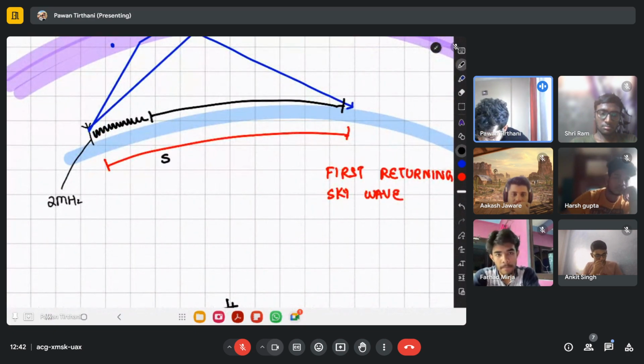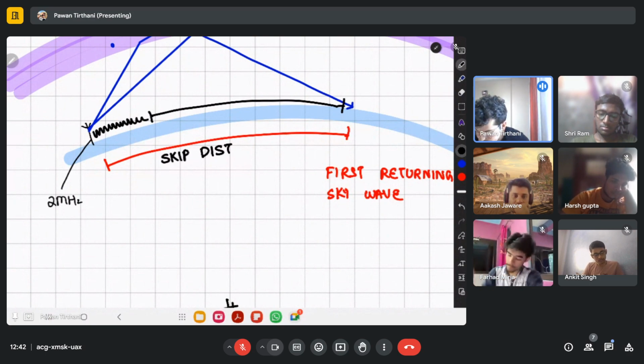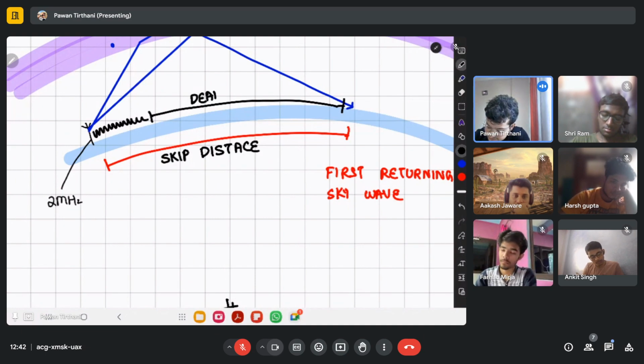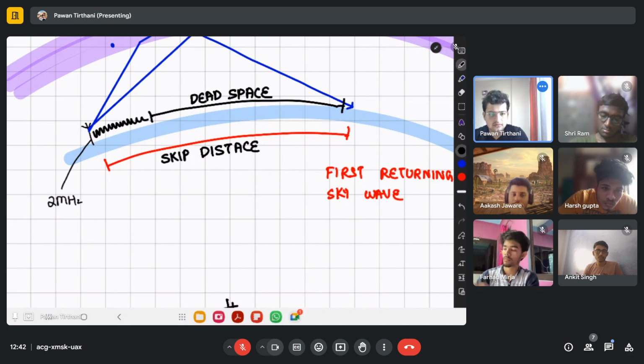Write down the names. This distance is called skip distance. The distance which the sky wave skipped. And this distance is called the dead space, where there is absolutely no signals available. Dead space is of course smaller, right?